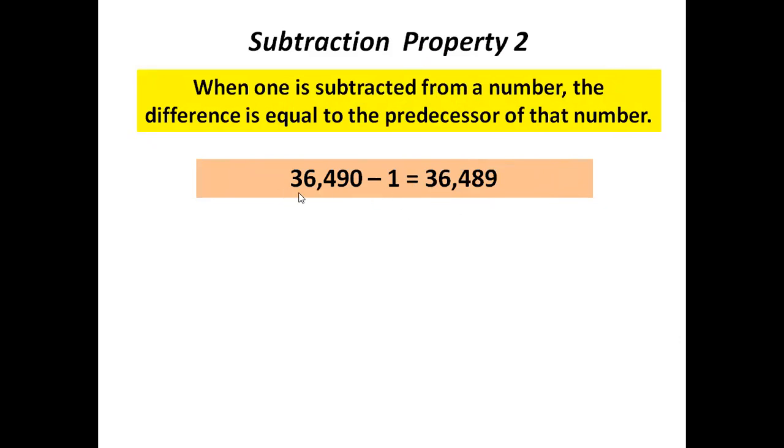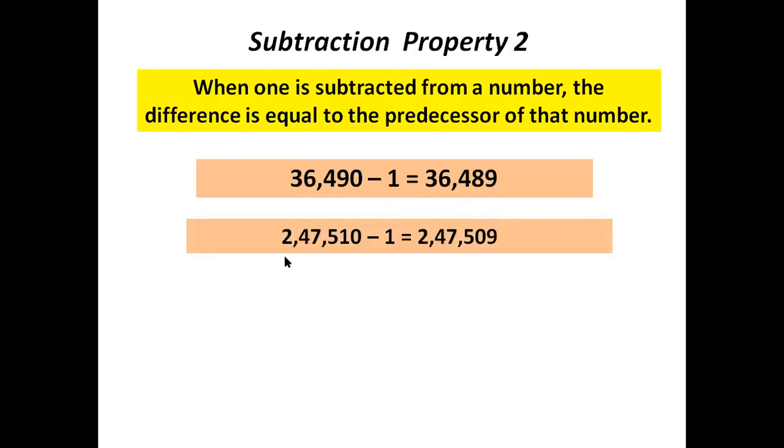Here you can see in the example, 36,490 minus 1 gives us 36,489. Is this clear? See, 90 minus 1 gives you 89. What comes before 90? 89. Same goes here, right? The calculation gives you the same explanation. Here also a 6-digit number you see. 2,47,510 minus 1. Now here 10 minus 1, what will it give? 9. So what is the difference?